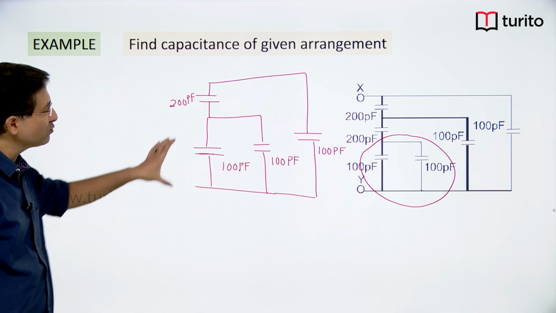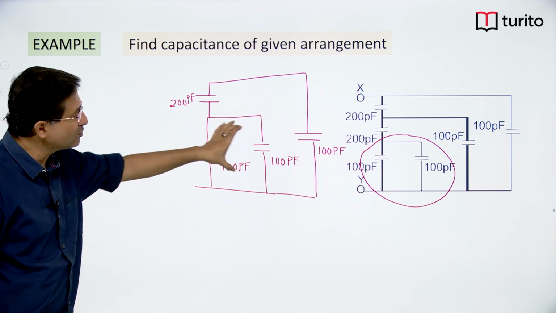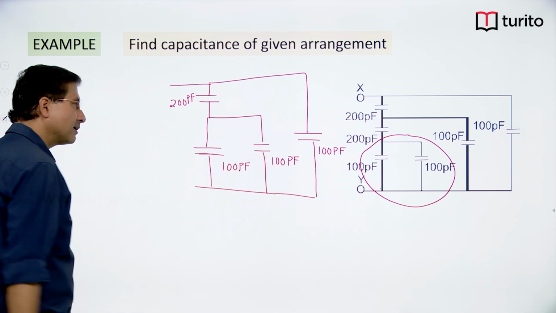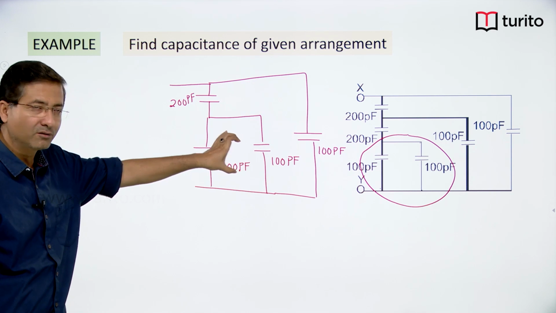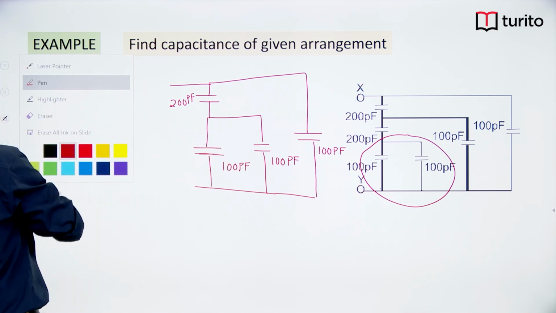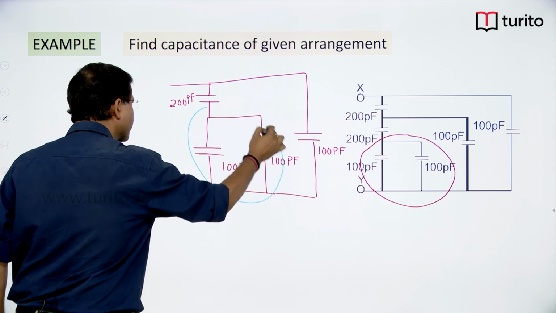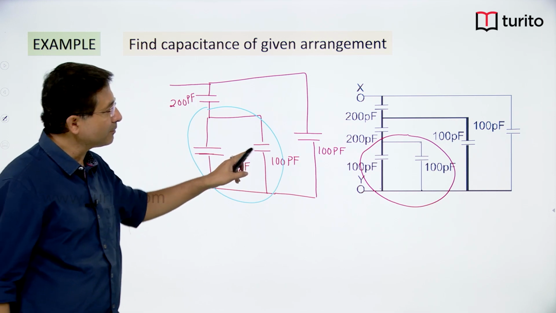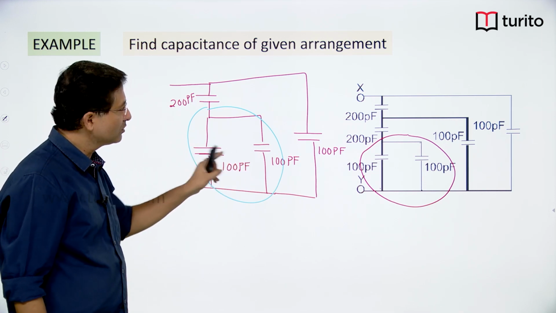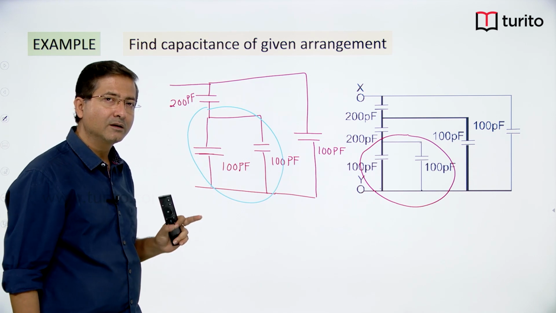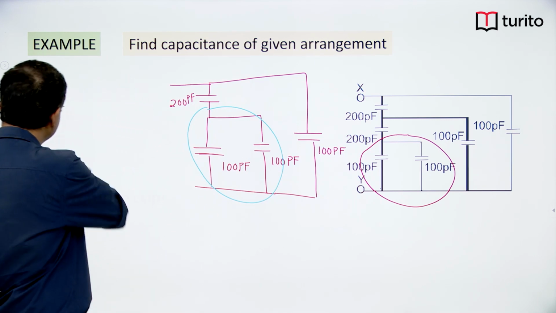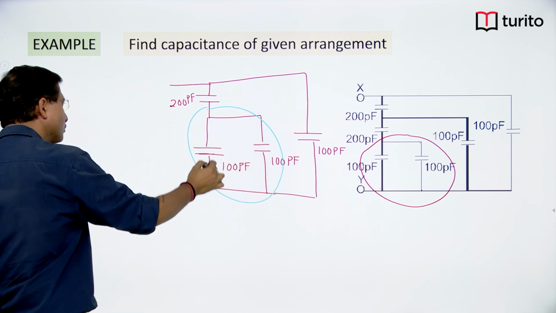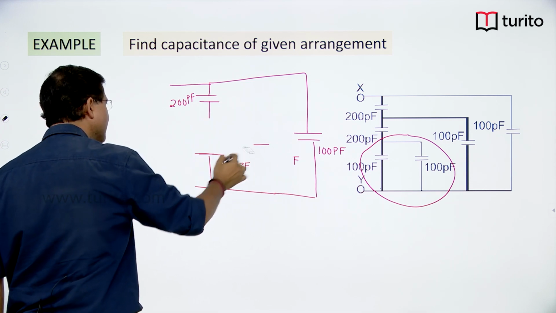As soon as I reduce that branch, I can see again these two are connected in parallel combination. So this 100 and this 100 will make it 200, parallel combination C1 plus C2. Look at this whole thing, you can see that these two are connected in parallel combination, formula is C1 plus C2. So this arrangement's equivalent capacitance will be 200 picofarad. So I will erase this part of the circuit and I place 200 picofarad, right.